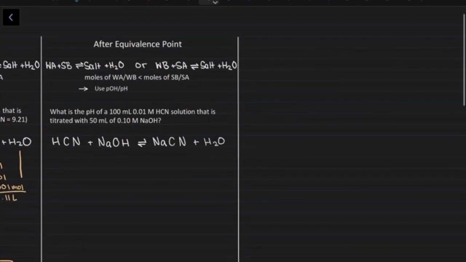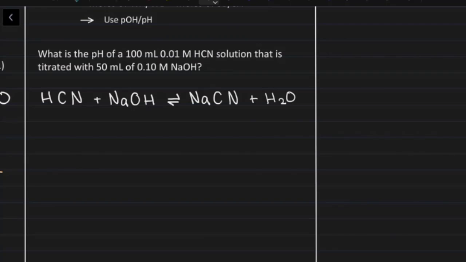So onto the third example, after the equivalence point. So here, that means that your moles of your weak acid or your weak base are less than your moles of strong base or strong acid. And so when we have this kind of example, we want to use pOH or pH. So this example states that you're trying to find the pH of a 100 milliliter 0.01 molar HCN solution that is titrated with 50 milliliters of 0.1 molar NaOH.